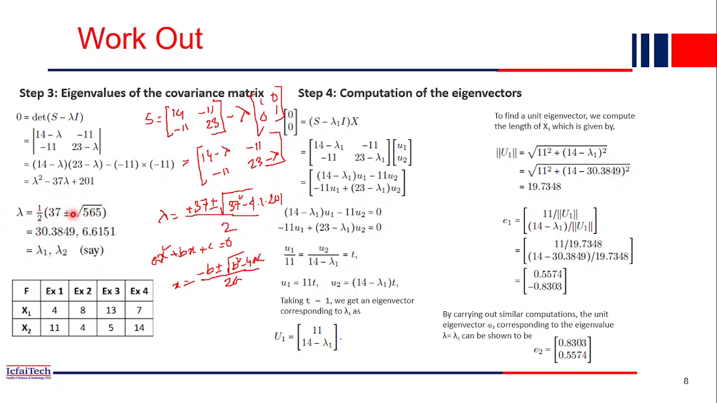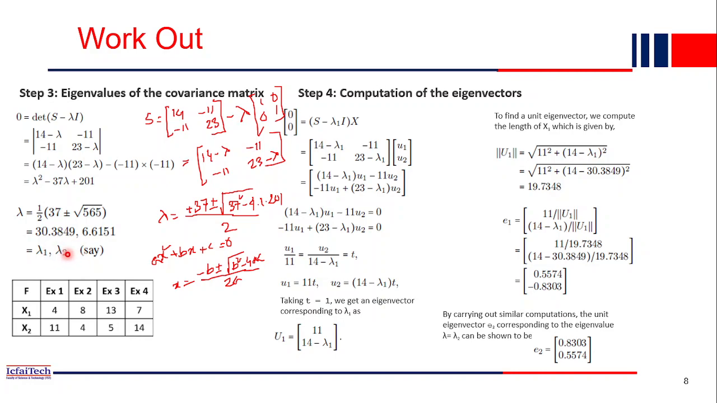So you will get 2 lambda values. If you use plus, you will get one lambda value, and if you use minus, you will get another lambda value. So these two are called eigenvalues, exactly how we did it during SVD. The same process we have done here. The 2 lambda values are 30.38 and 6.61.